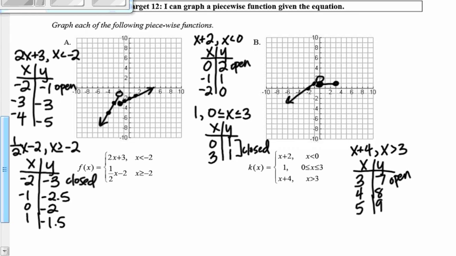So 3, 7 is our first point. Then 4, 8. And then 5, 9. Start at your first point, go through your next 2. It should pass the vertical line test because it is a function.